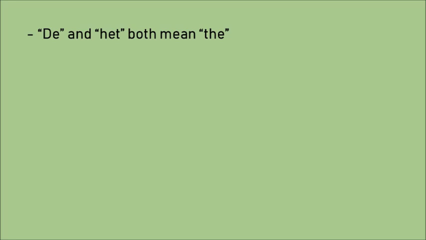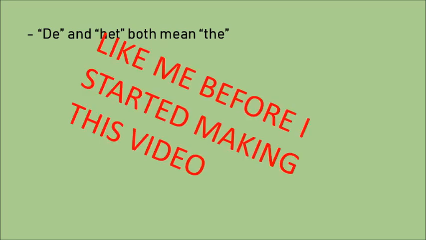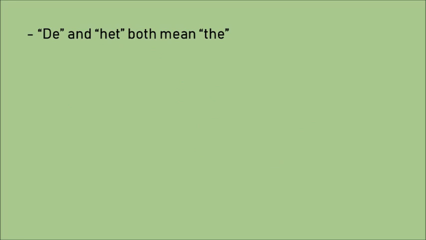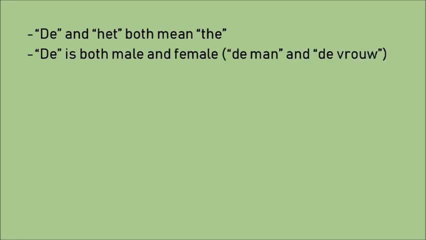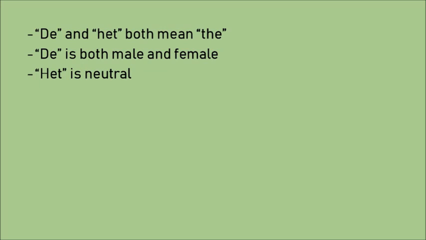De and het both mean the. Some people think that de is male and het is female, but that's certainly not the case. Instead, de is both male and female. You can say de man and de vrouw. And het is not female but neutral. Like I said, there are some rules you can learn to determine whether a word has de or het.